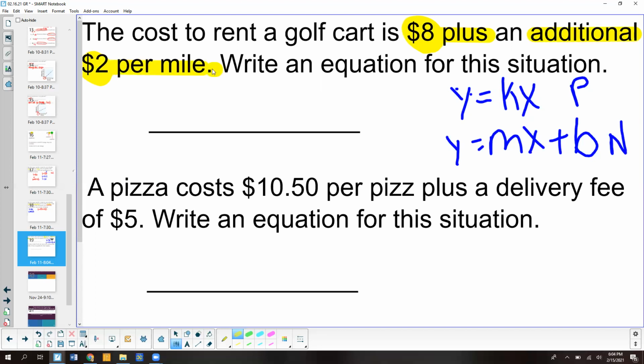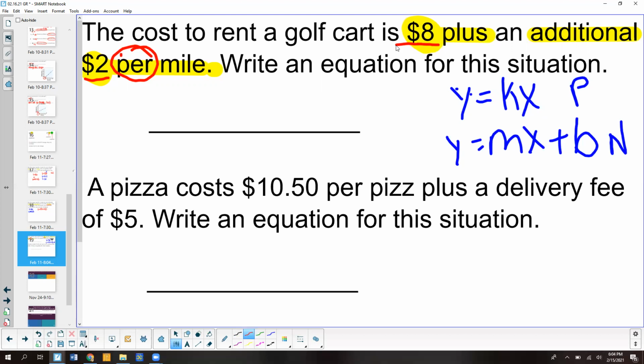So we're renting a golf cart. Let me read this one more time. The cost to rent a golf cart is $8. So we know that 8 is an important number, plus, which is addition, an additional $2 per mile. Remember, whenever you see per, that's going to indicate multiplication. The fact that I'm seeing two numbers here already tells me that I'm probably going to be writing a non-proportional situation. I just need to figure out which one's my constant and which one's my variable.